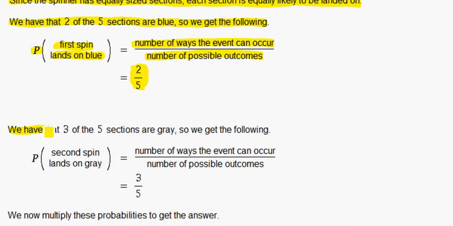We have that 3 of the 5 sections are gray, so we get the following for the probability that the second spin lands on gray. It is the number of ways the event can occur, which is 3 because there are 3 gray sections, over the number of possible outcomes, which is 5 because there are 5 equal sections. So the probability of the second spin landing on gray is 3 out of 5.